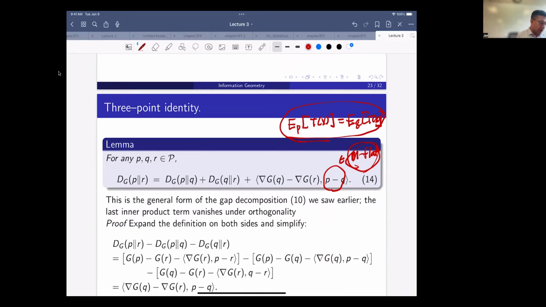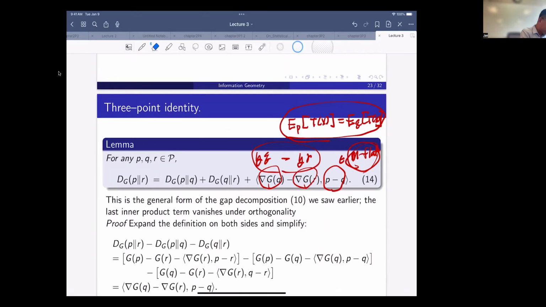Now, remember the whole idea in the Pythagorean theorem for the Kullback-Leibler divergence is to show that this guy is log Q, this guy is log P, and this is log R. And then Q and R are E flat at that time, so that this E flat and M flat are orthogonal. That is basically the core of the idea when we prove it.